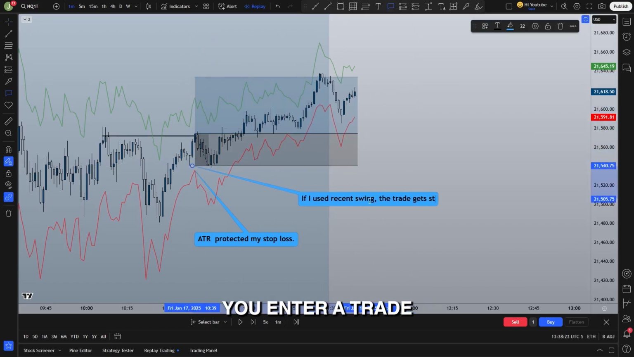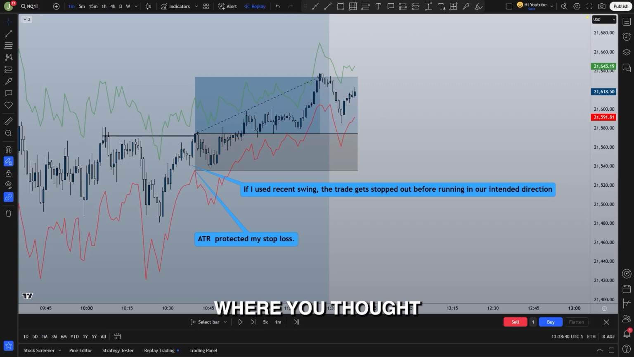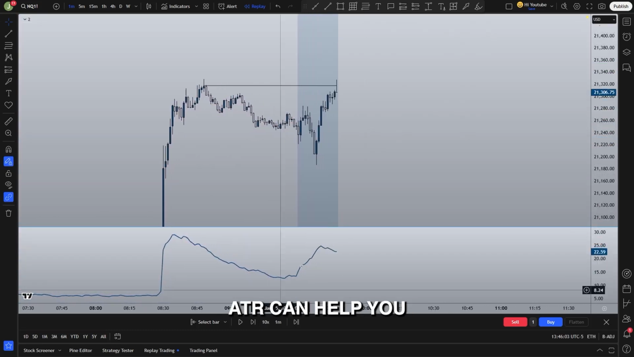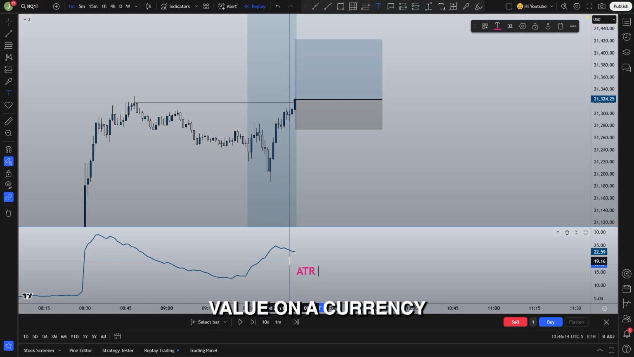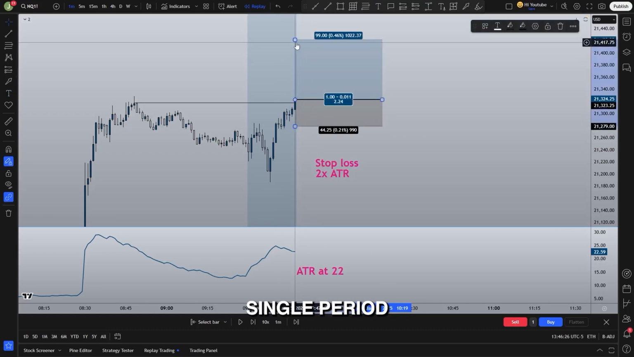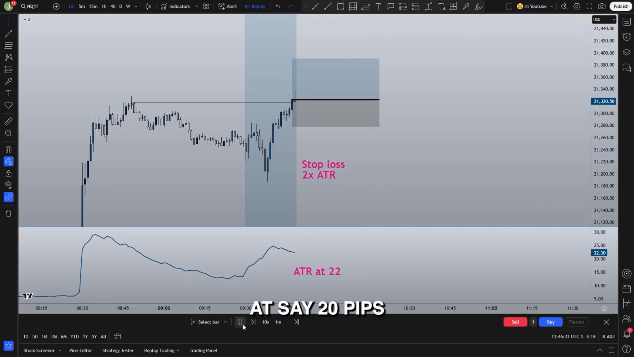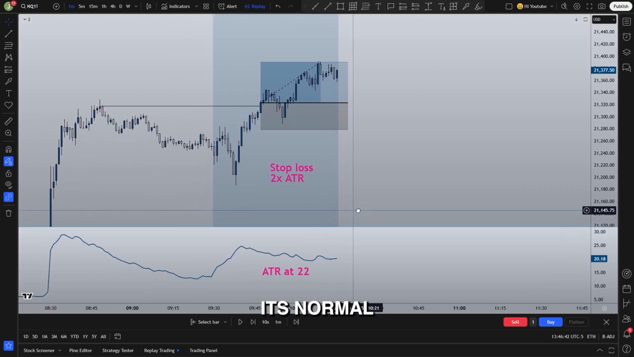We've all been there. You enter a trade, see what you think is a safe stop, only to have it get hit by normal price movement before the market goes exactly where you thought it would. It's frustrating, right? ATR can help you with that. Here's how you use it. Let's say the ATR value on a currency pair is 50 pips. That means on average, this pair moves 50 pips during a single period. If you set your stop loss at say 20 pips, you're practically inviting the market to stop you out because that's well within its normal range of movement.